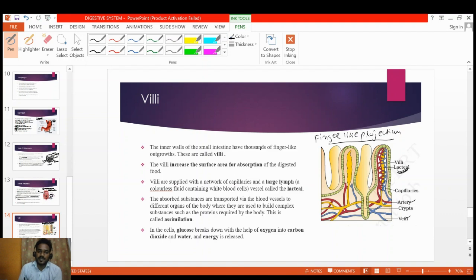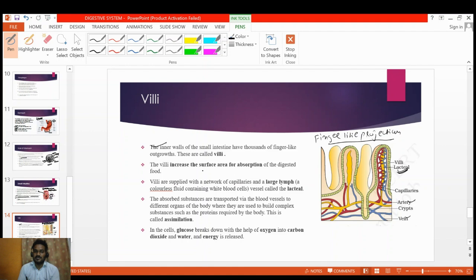Okay, so we can observe the inner walls of the small intestine have 1,000 finger-like projections called villi. In the singular, we call it a villus. There are two major functions performed by the villi. The first major function is the absorption of the food.